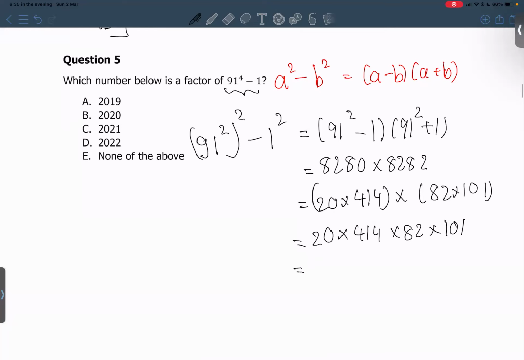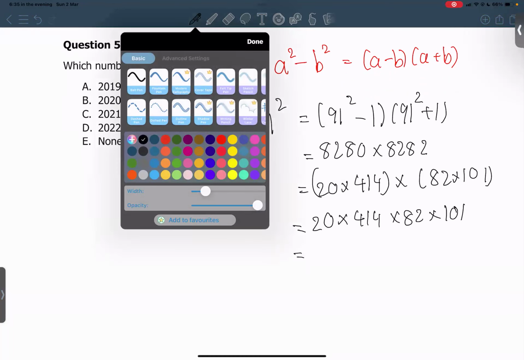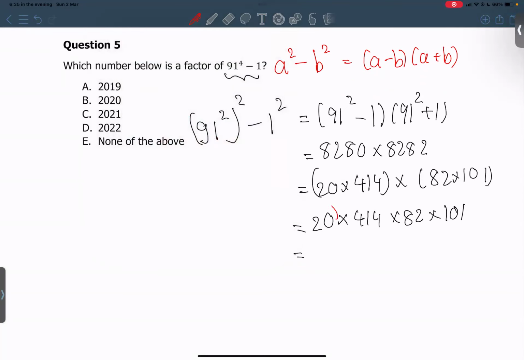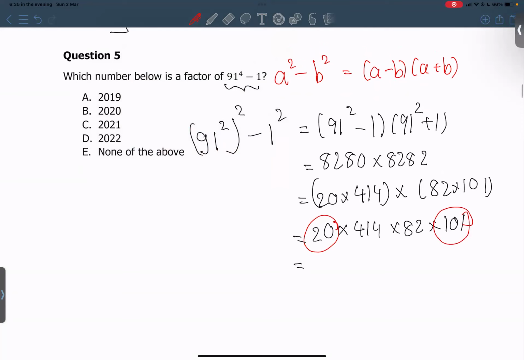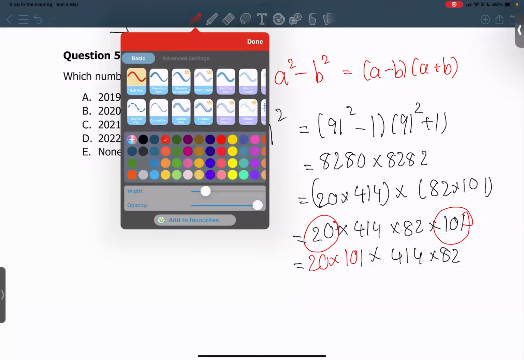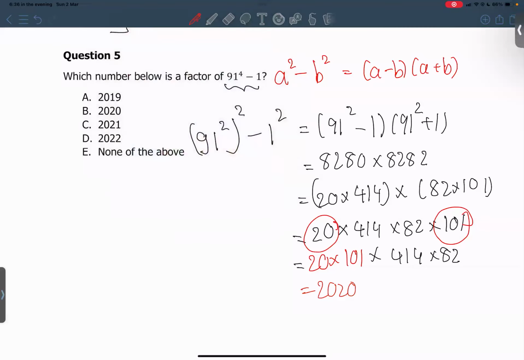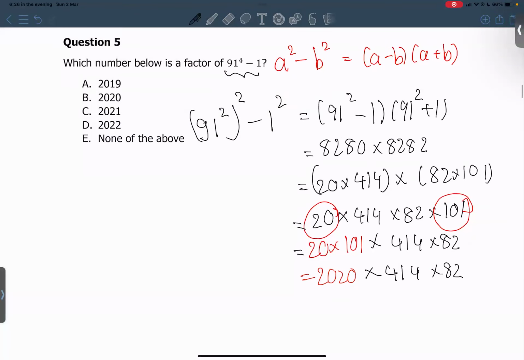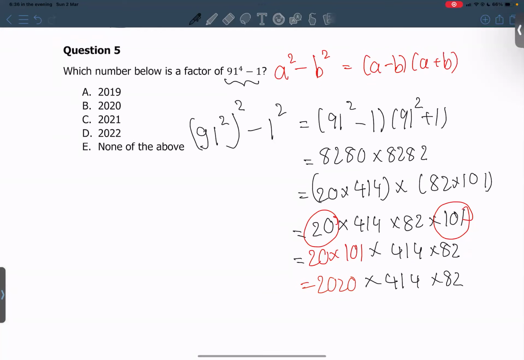Okay, and from here, you can see that for this and this, as what we know from above, 20 times 101, you can just rewrite it first, and then this. So 20 times 101, you'll get 2020. And for the rest, you can just replace there again. So from the choices, you can see that there's only B that matches with the factor that we found. So the answer is going to be B.